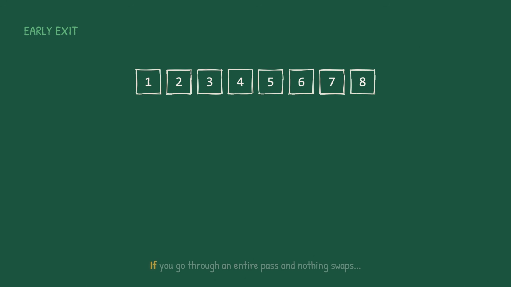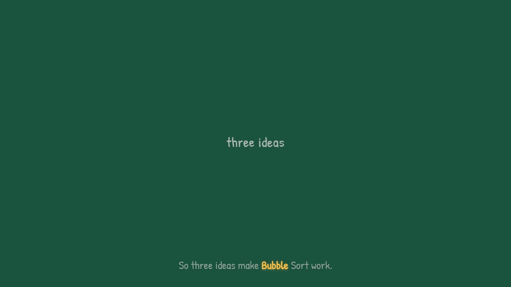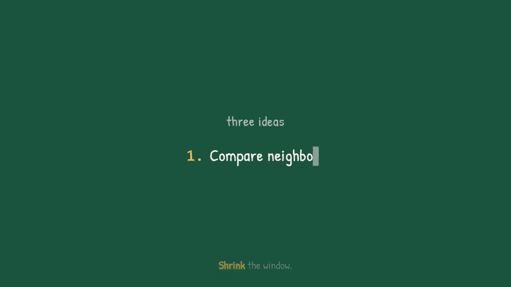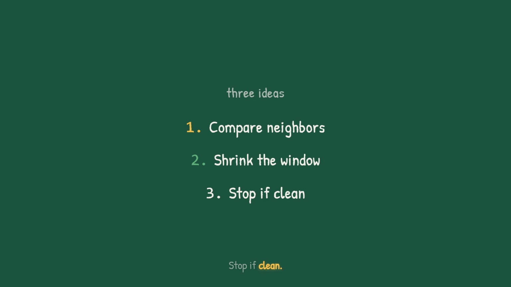One more thing. If you go through an entire pass and nothing swaps, the list is already sorted, you can stop. That's the optimized version. Add a flag. If no swaps happened, break. So 3 ideas make bubble sort work. Compare neighbors, shrink the window, stop if clean.